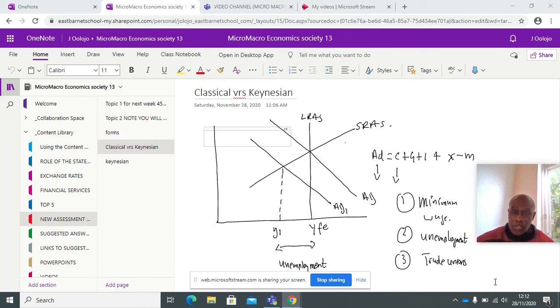Because they've sacked lots of workers, there are lots of workers available in the market. According to classical theory, they accept lower wages because we're now in the long run. Remember, in the short run they couldn't do anything because wages are fixed. Short run equals fixed wages. But in the long run, wages become more flexible.